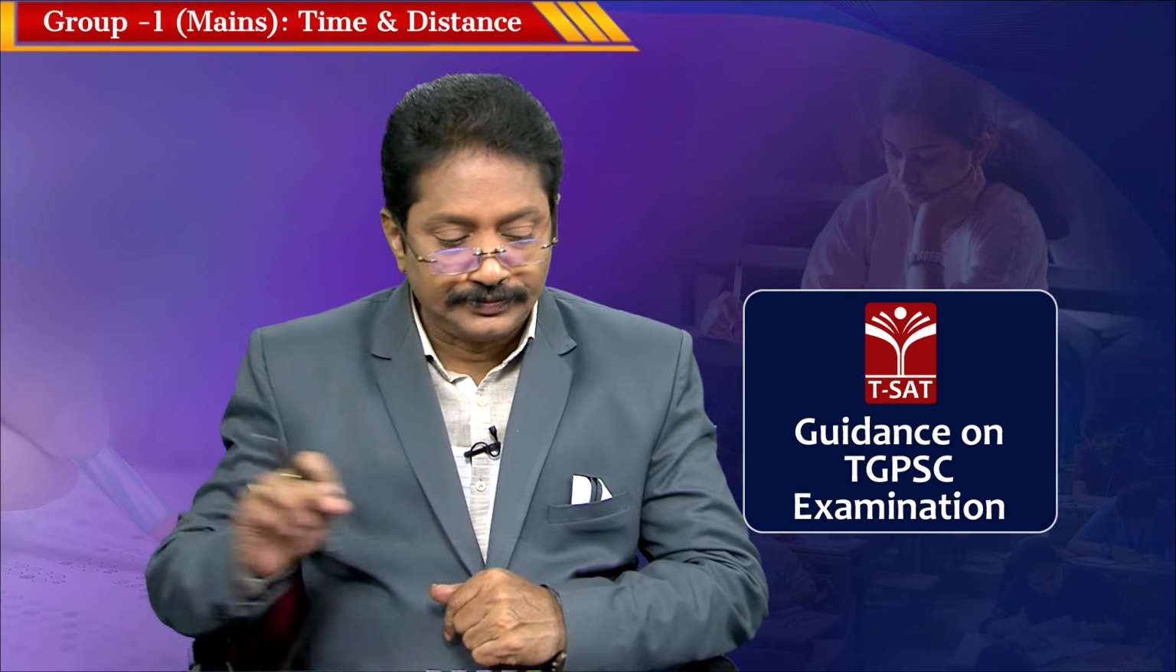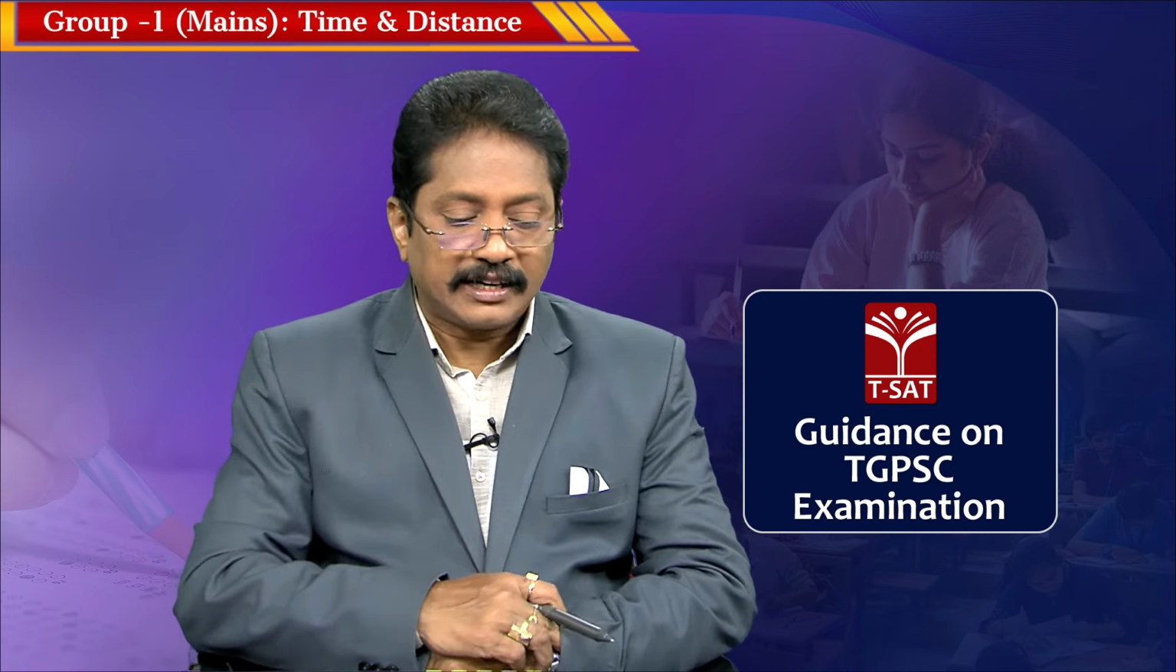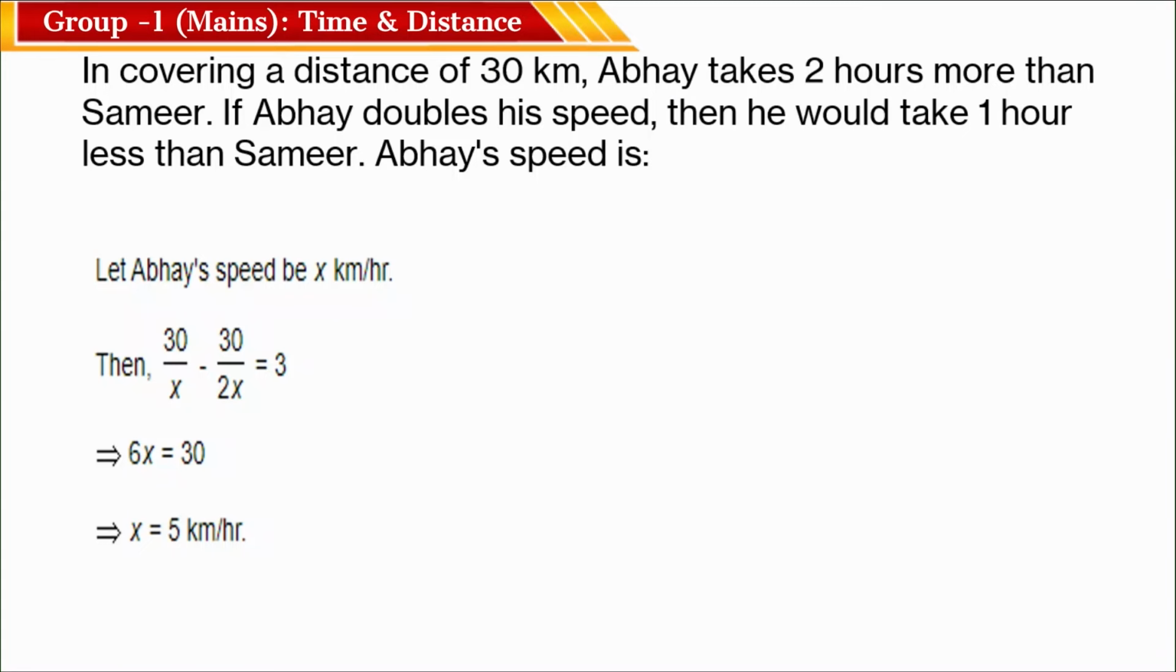Okay. Now, in covering a distance of 30 kilometers, Abhay takes 2 hours more than Samir. If Abhay doubles his speed, then he would take 1 hour less than Samir. Then what is Abhay's speed? This is the question. But it's simple. Here Abhay and Samir are 2 persons. They travel 30 kilometers distance.